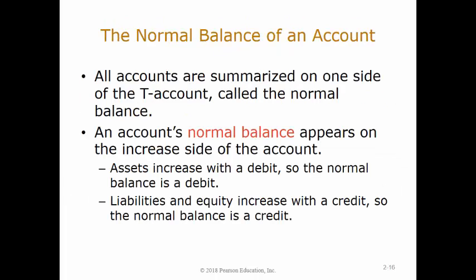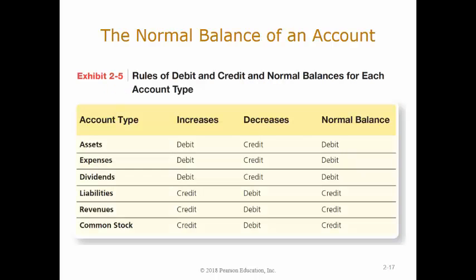All accounts have a normal balance. An account's normal balance is on the side of the account that increases the account. Assets, dividends, and expenses are increased with a debit. Therefore, the normal balance for these accounts is a debit. Revenues, liabilities, and equity increase with a credit. Therefore, the normal balance for these accounts is a credit.